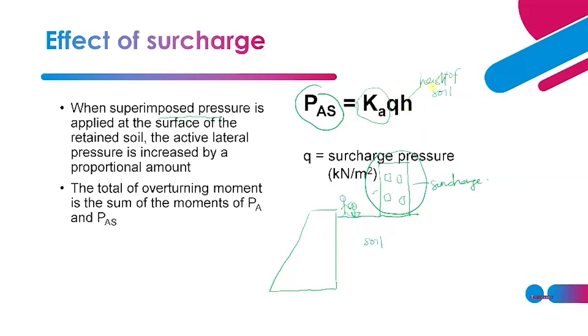The total of overturning moment is the sum of moment of PA and PAS. If you nanti you kira overturning moment, you kena kira moment that caused by the pressure due to the soil itself, and then let's say there is a surcharge ataupun superimposed pressure, you must include it masa kira overturning moment.